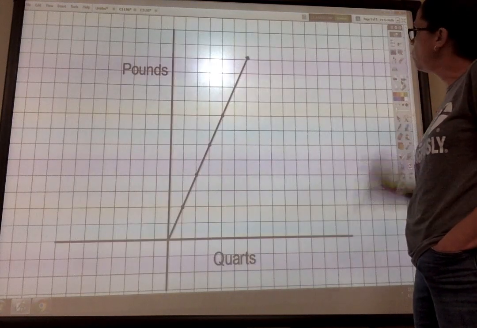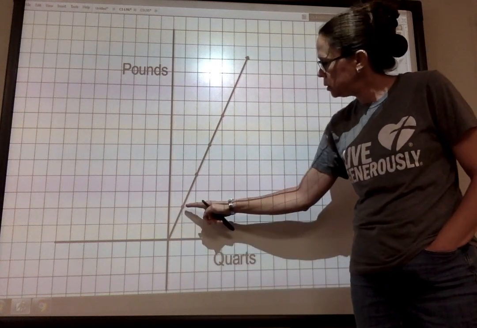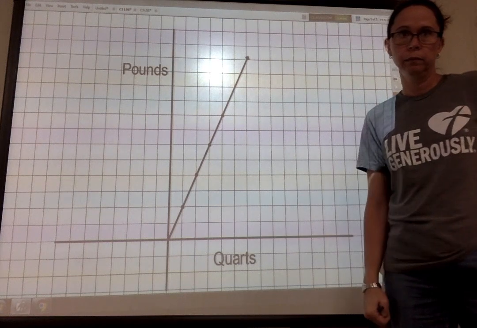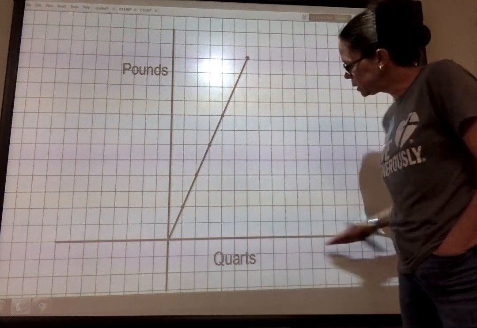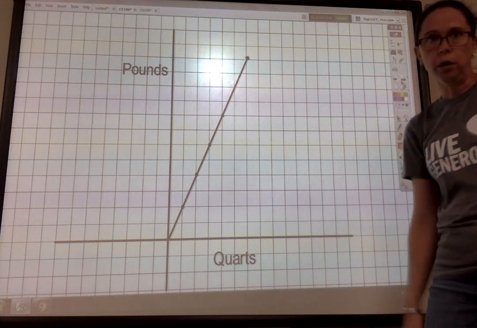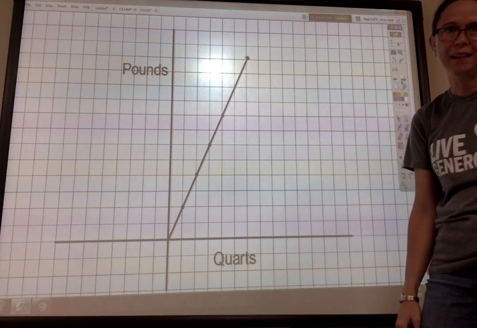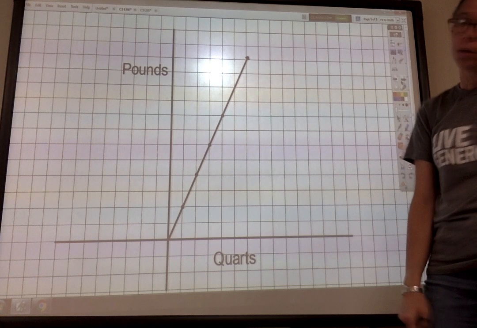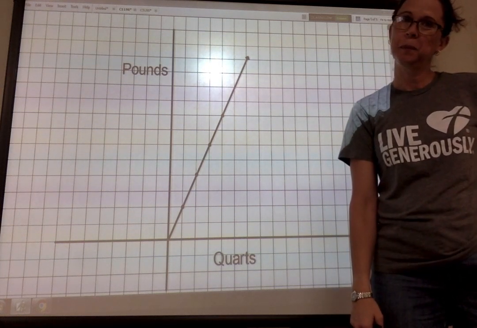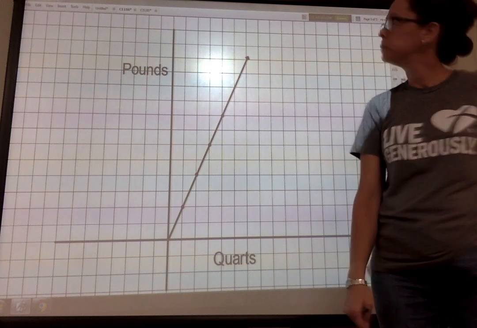And then they wanted us to graph it. 1, 2, 2, 4, 3, 6, 4, 8. I put quarts here, pounds here, and then I graphed my coordinate pairs. Okay? You guys have really been doing all this. We just haven't called it functions. But now you know.